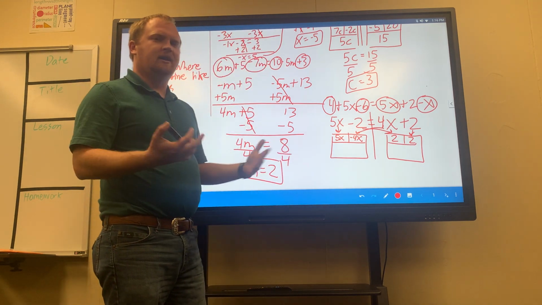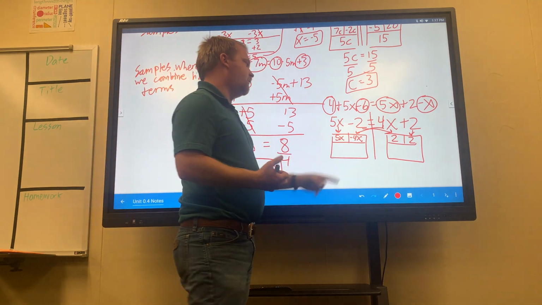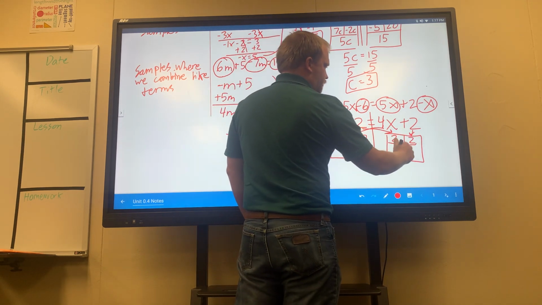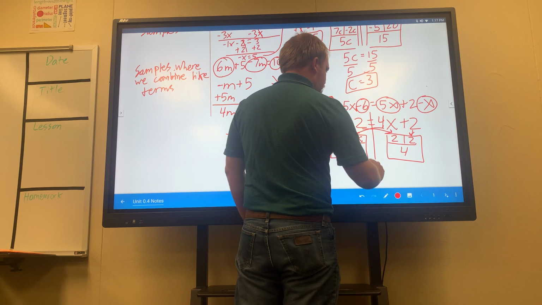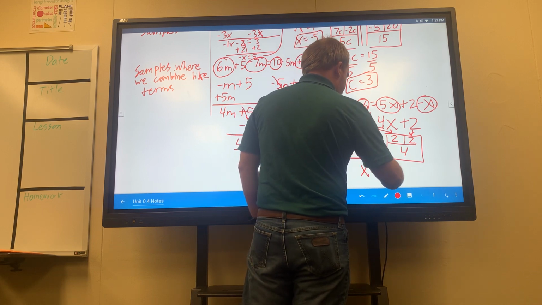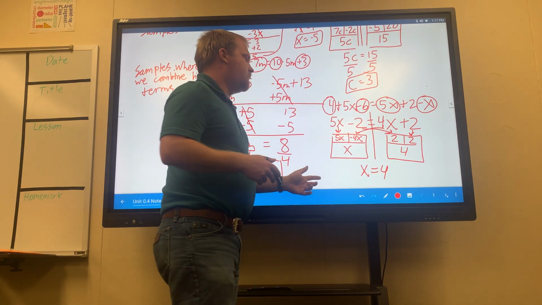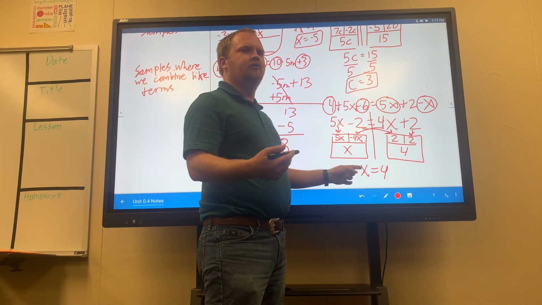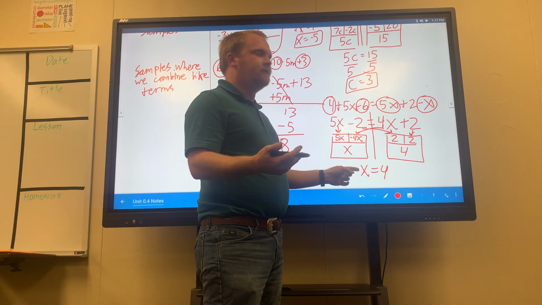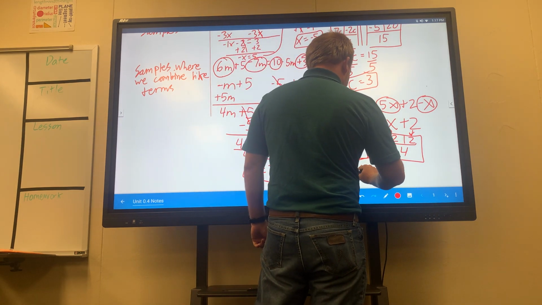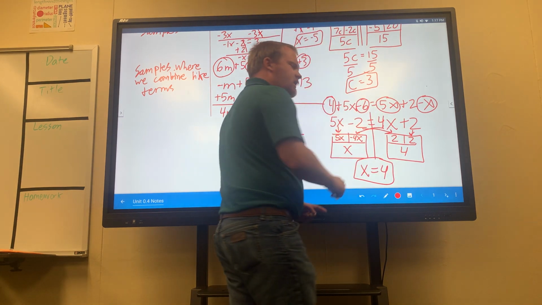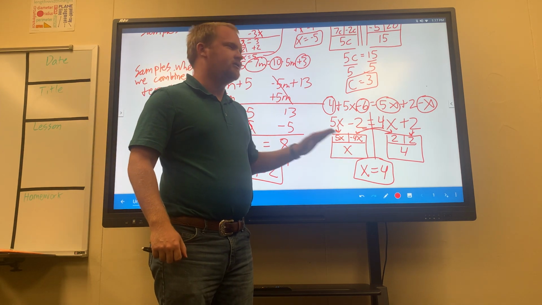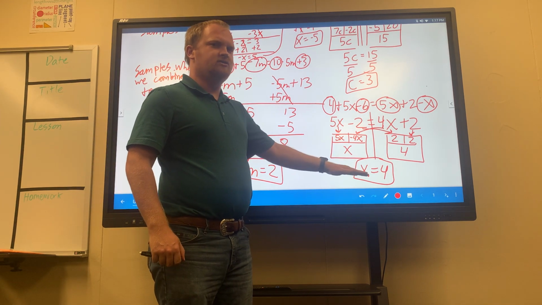Now, combine like terms: 5x minus 4x is just a plain old x. 2 plus 2 gives me 4. So I got x equals 4. Now, you could say, well, we got 1x. Yeah, but if you divide both sides by 1, you're still going to get a 4. So as long as it's just x by itself, with no number in front of it, you got your answer.